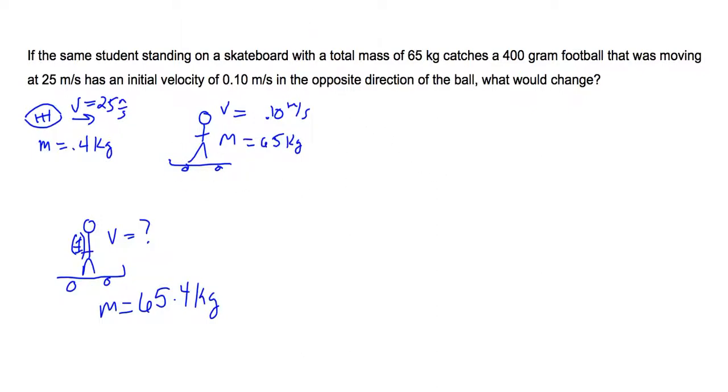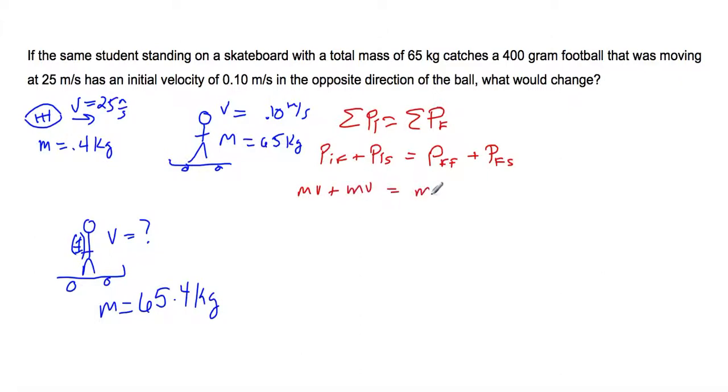So I'm going to switch colors again and say, all right, the sum of my initial momentum is going to equal the sum of my final momentum, which is just going to be the initial momentum of the football plus the initial momentum of the skateboarder is equal to the final momentum of the football plus the final momentum of the skateboarder. I think I did these backwards, but I is initial, F is final, and then football and skateboard shouldn't be too bad to handle. mv plus mv is equal to mv plus mv.